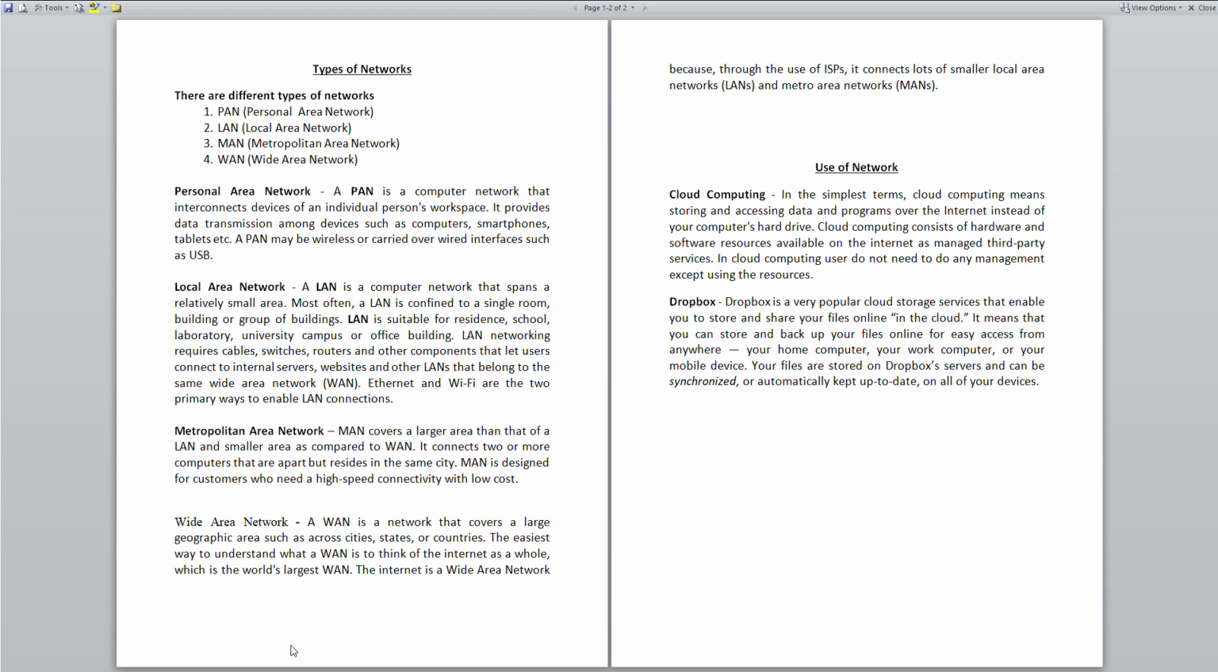This is not only with hotspot or Wi-Fi, like the data I'm talking about. It could be with the computer, it could be with the laptop as well, or with any other devices. Here, what I have written, I'm reading it out. A PAN is a computer network, remember, that interconnects devices around an individual person's workplace. It provides data transmission among devices such as computer, smartphone, tablets, etc. A PAN could be wired or wireless. But the only thing you have to remember is the data is being shared from an individual, a person who is the host here, and the others are using his data. Okay, that is PAN, Personal Area Network.